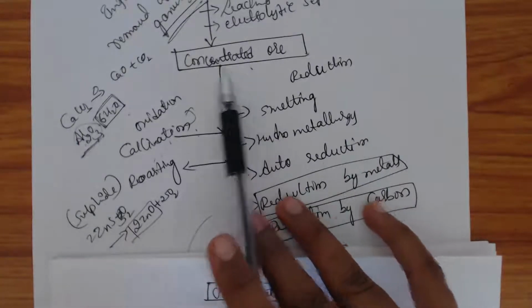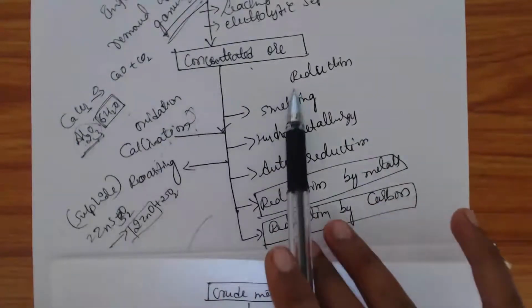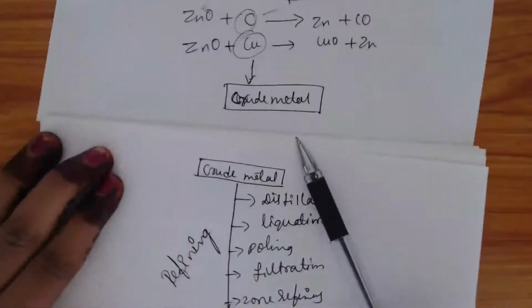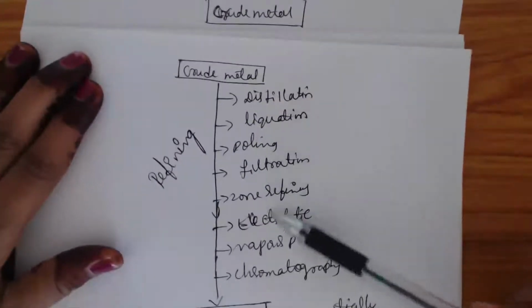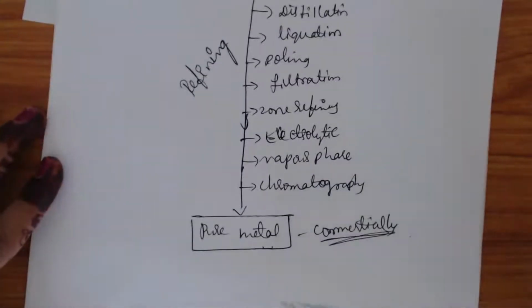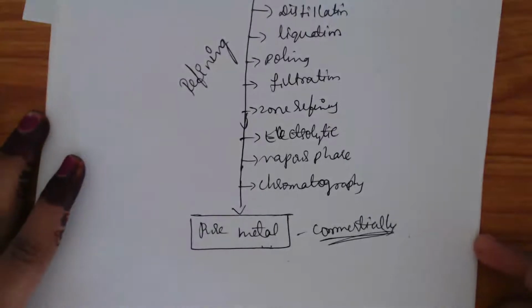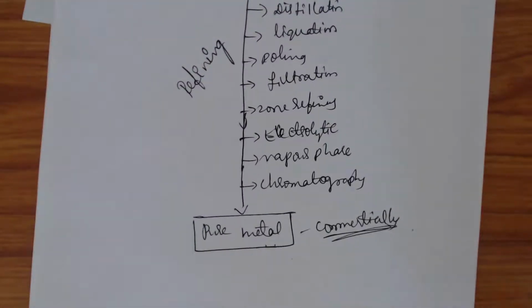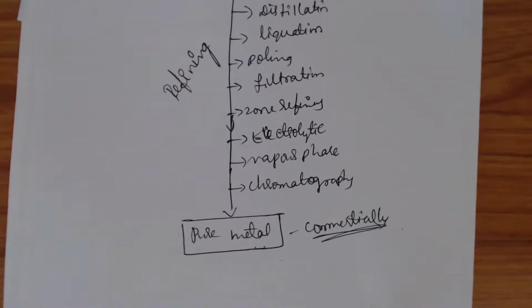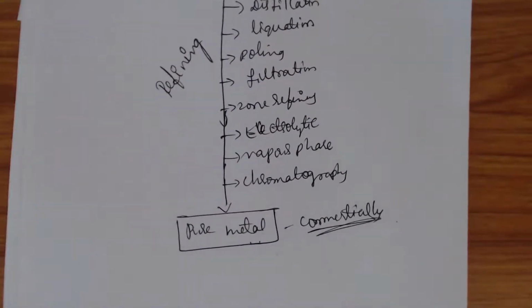This concentrated ore is subjected to oxidation as well as reduction. Then it gives crude metal. Once the crude metal is formed, it is subjected to different zones of refining, and then it gives pure metal. That pure metal is used for commercial purposes. These are the methods used in metallurgy. Okay, then a very important thing is the extraction of some important metals.